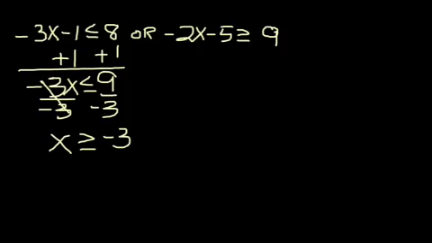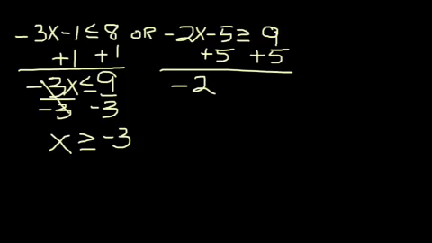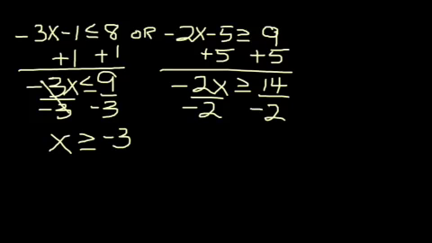On this side, I'm going to add 5, do the opposite. Those cancel, leaving 2x greater than or equal to 14, 9 plus 5. And again, I'm going to divide by a negative number, and because I'm dividing by a negative number, I need to flip this sign over also. And so 14 divided by negative 2 is negative 7. And so I should write my entire inequality this way: x is less than negative 7.